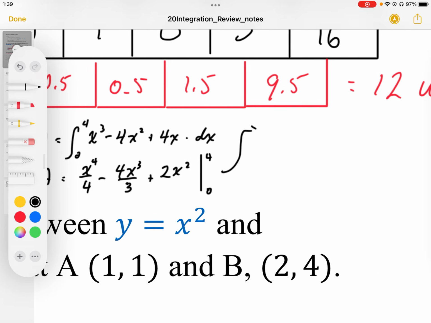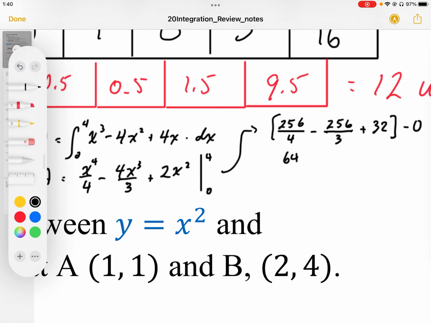Okay, so when I integrate this, I'm plugging in 4, so 4 to the power of 4 is 256 over 4, minus 4 to the power of 3 times 4, that's 256 over 3, plus 4 squared times 2, or 32, and then minus, when I plug in 0, I get minus 0.